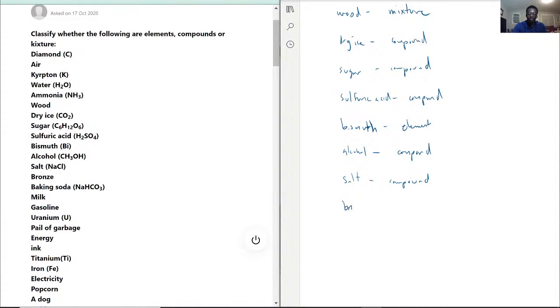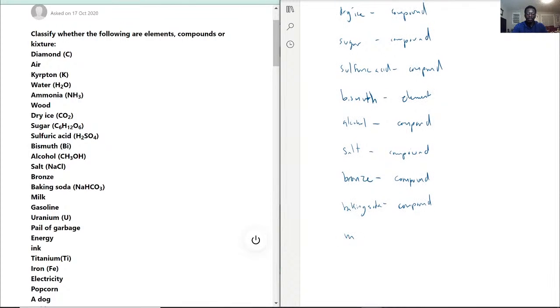Bronze. Ooh, that's tricky. This is a compound. And to further elaborate, this is a metallic compound. I'm not sure which metals, but different metals are bonded together to form bronze. Maybe wrong about that one. Baking soda is a compound as well.